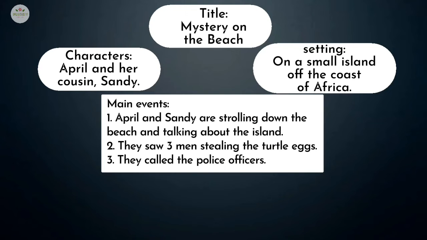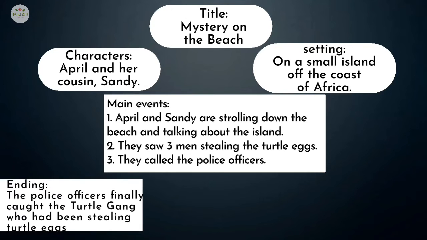1. April and Sandy are strolling down the beach and talking about the island. 2. They saw 3 men stealing the turtle eggs. 3. They called the police officers. Ending. The police officers finally caught the turtle gang who had been stealing turtle eggs.